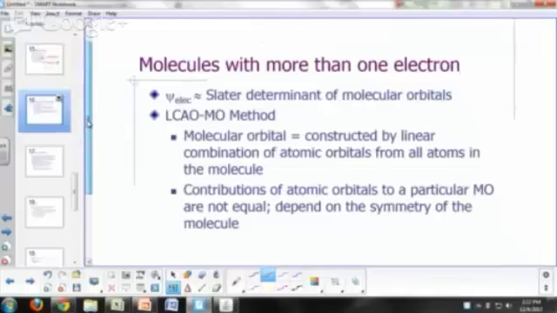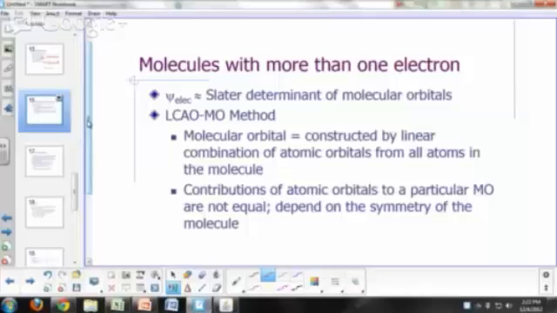Now, what if you have more than one electron? So far, we talked about H2 plus. We did talk about H2 also. The same idea, you have molecular potential energy. You can calculate molecular potential energy for any molecule.